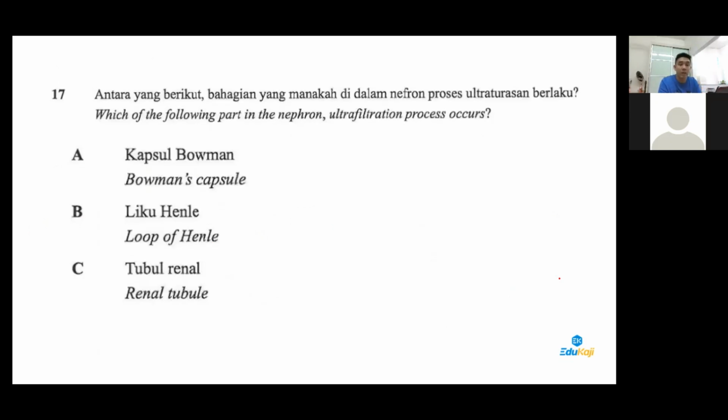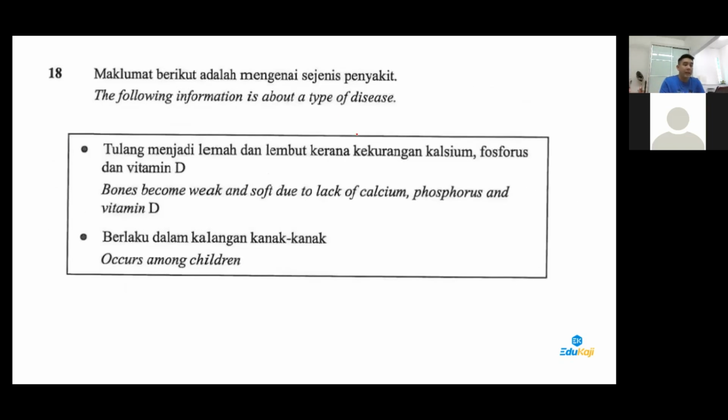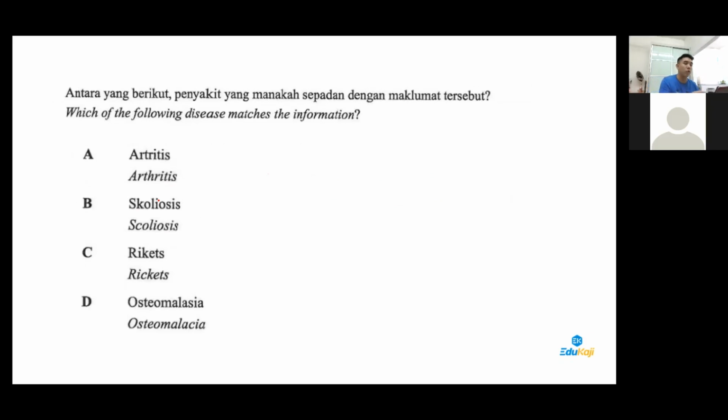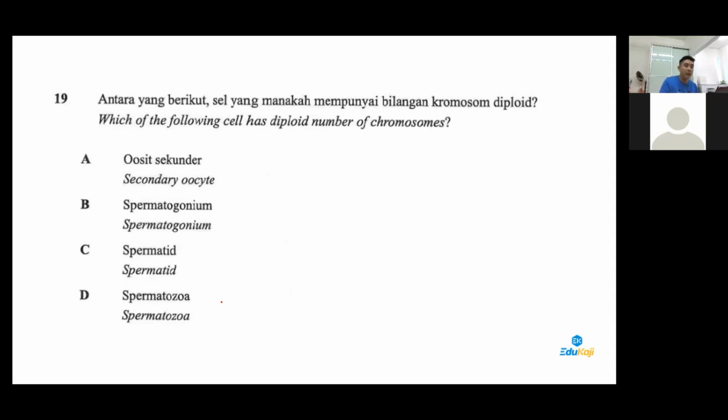Okay, 17 is straightforward. Bowman's capsule is where ultrafiltration occurs. Okay, 18. Guys, 18, lack of calcium, phosphorus, and vitamin D. If you have done enough practice, you should know that this is rickets. Rickets means they'll show you the legs. Rickets, okay?